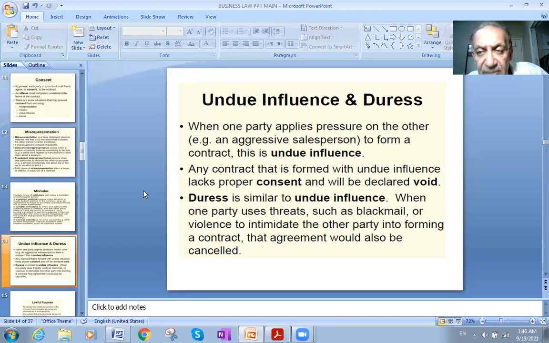It is not acceptable. And if it goes to court, the courts will say it's not working. No one has any obligations regarding it, and stop working on it. Okay. Duress is similar to undue influence: when one party uses threats such as blackmail or violence to intimidate the other party into forming a contract, that agreement would also be cancelled. So this also will be cancelled.